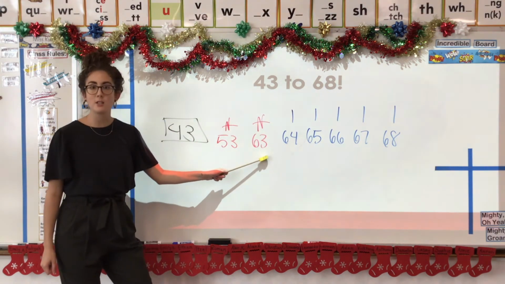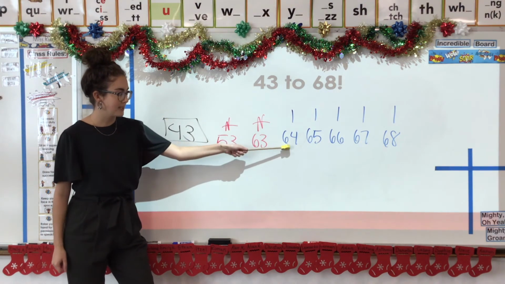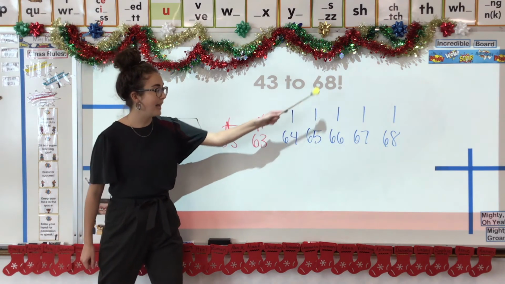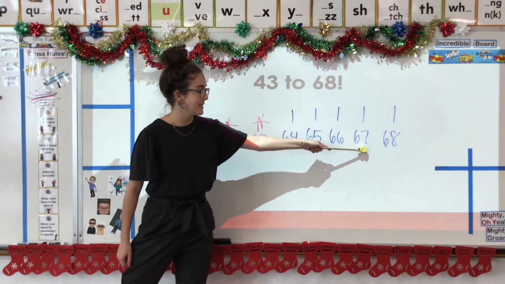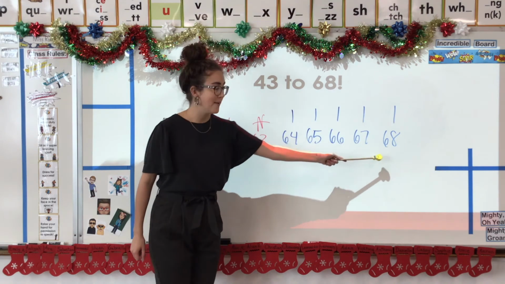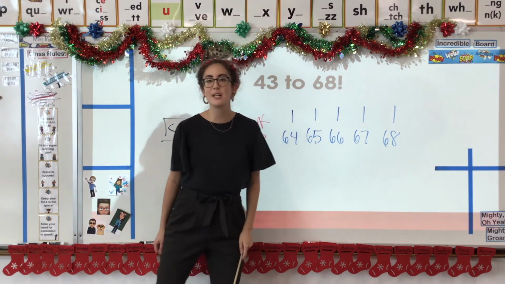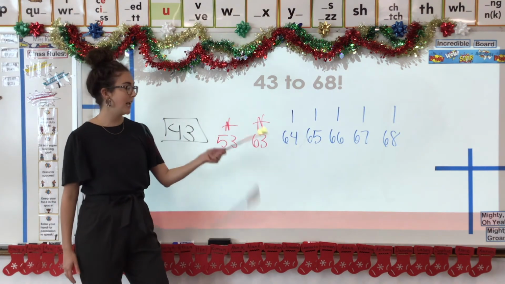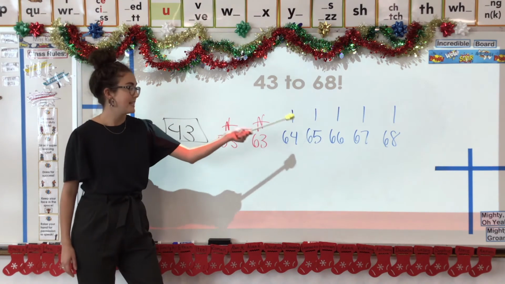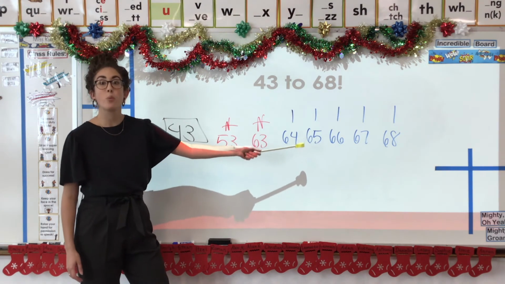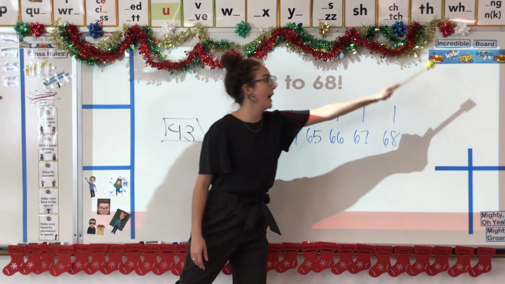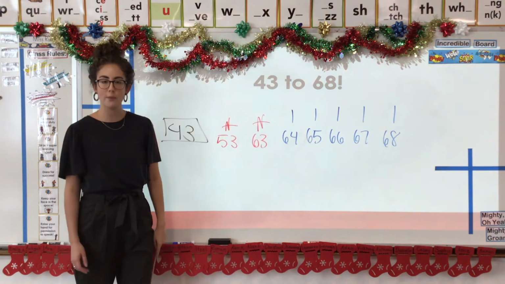So this is when we had to switch to the ones. 64, 65, 66, 67, 68. And we reached our destination at the end. We knew to change at 63 to counting by ones because one more 10 would have got us past where we needed to go.